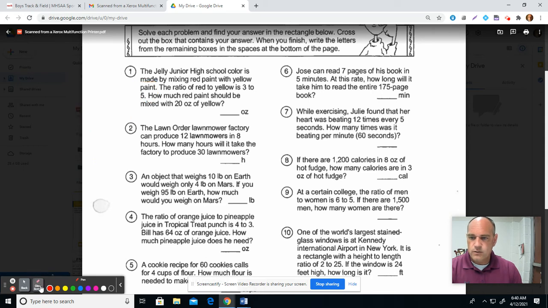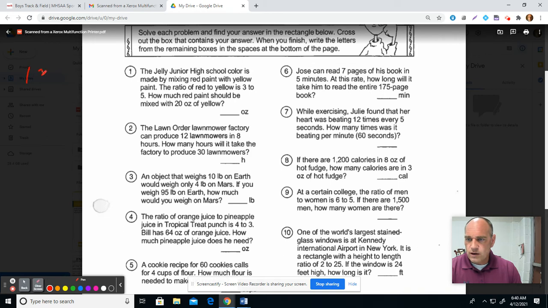All right, let's try another one. So we have this, the Lawn Order Lawnmower Factory can produce 12 lawnmowers in 8 hours. So that's my true statement, 12 lawnmowers, 8 hours. How many hours will it take the factory to produce 30 lawnmowers? So the first thing I do is I write down my true statement.